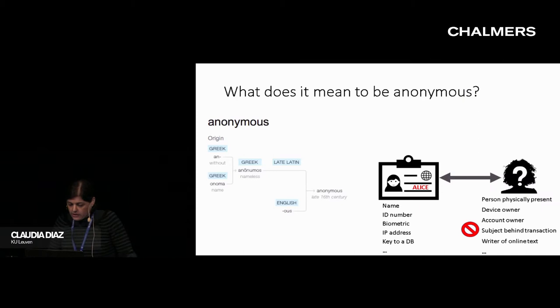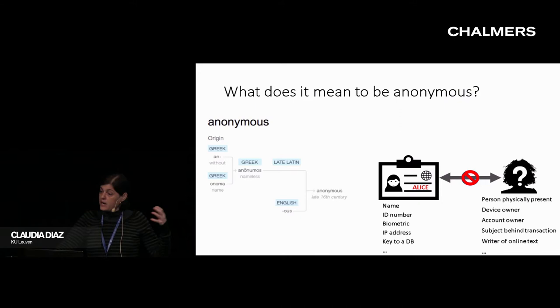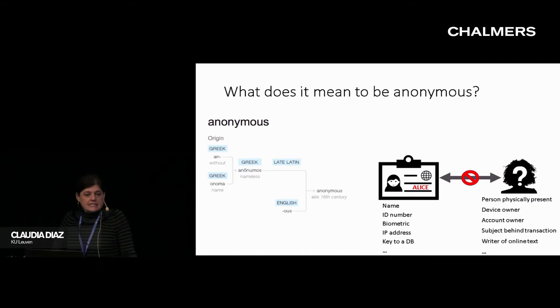So effectively, we have some individual, and this can be a person physically present somewhere, or the owner of a device that is being used to conduct some transaction, or the owner of a Twitter account or some other online account, a subject that is conducting a payment or a transaction, the writer of some anonymous online text. All of this can be the subject that we want to name, in a way. And the kind of name we might want to attach to this person so that it's not anonymous anymore might be the name in your passport, or an ID number, your IP address, or some entry into a database.